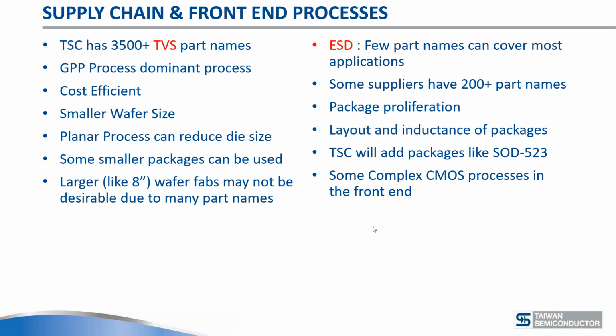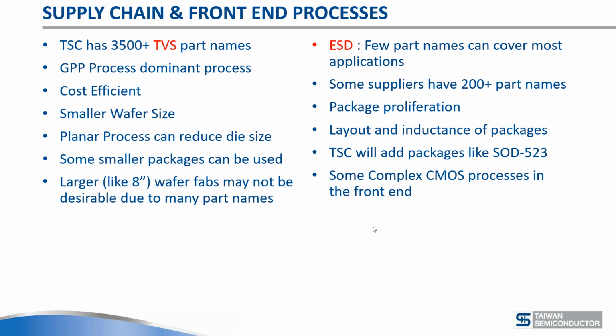The GPP process, or glass passivated pellet process, is the dominant process in this area. It is cost efficient, and it has a smaller wafer size, 4-inch, 5-inch, typical in the industry. You can of course also use a planar process for TVS. They are more complex and more expensive processes that can also reduce the die size, but they are more complex. And I would say if you're using planar, you may use 8-inch wafers or something like that. If you have 3,500 part names, that is maybe not an advantage.